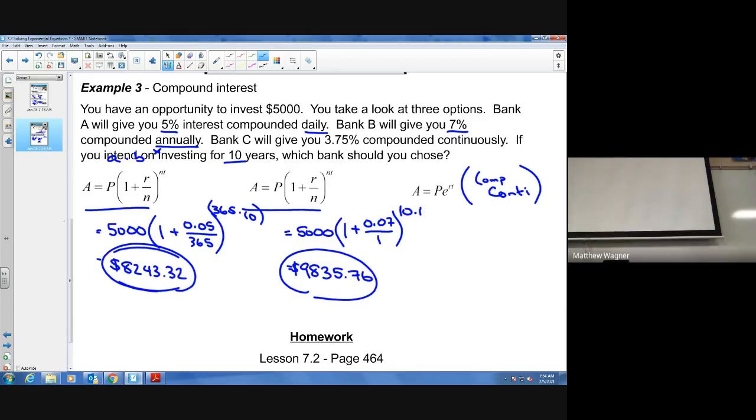All right. So even though this is a better deal, we do wind up with more money, even though we calculate interest less times over that 10-year span. We have a higher interest rate. That kind of balances things out. So this bank looks to be a better option at this point.